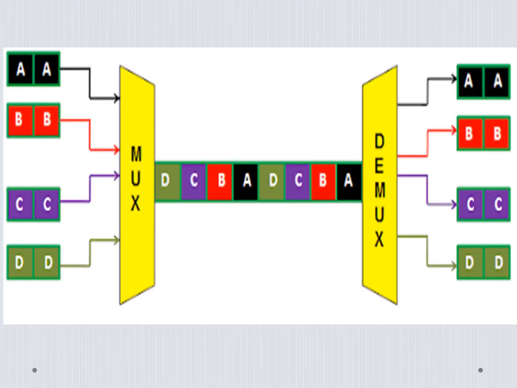You can see here how the data is transmitted. A, B, C, D is one frame and the next A, B, C, D is the other frame. We have here a multiplexer at the transmitting end so that it combines many signals into one, and the demultiplexer so that it converts the one signal into many.